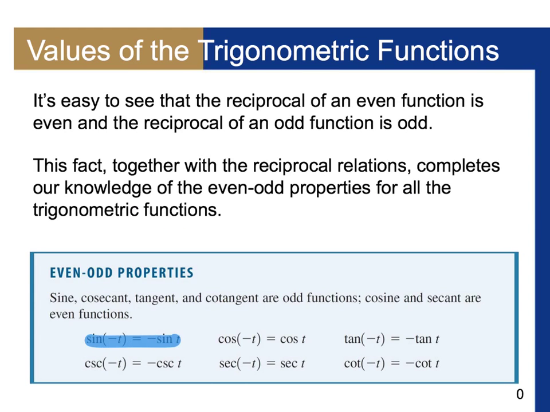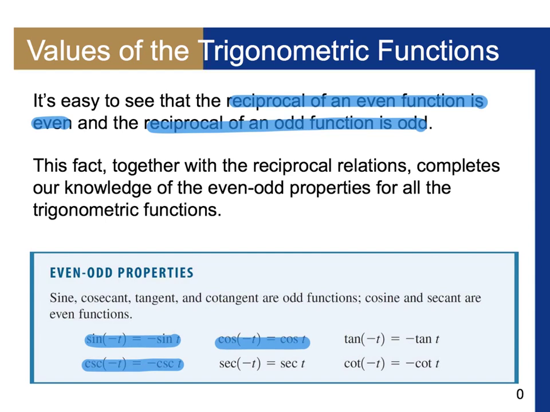Okay, and because sine is odd, so is cosecant because it's a reciprocal of sine. The reciprocal of an even function is even, and the reciprocal of an odd function is odd, so it doesn't change that. Cosine is even, right? Cosine of minus t is plus cosine of t. So secant is also even because that's 1 over cosine. Tangent is odd. Tangent of minus t is minus tangent of t. So cotangent is odd because that's a reciprocal. Okay, so those are the even-odd properties.